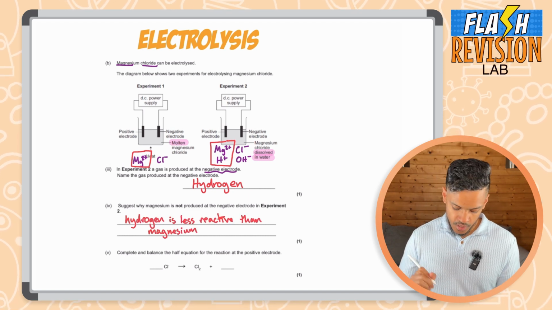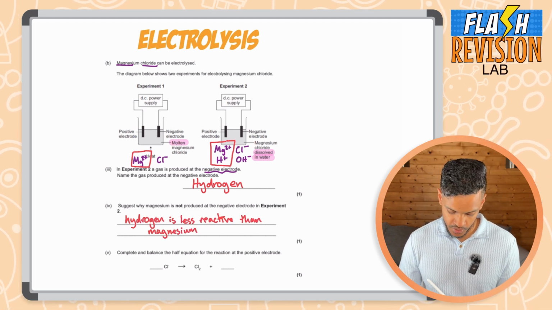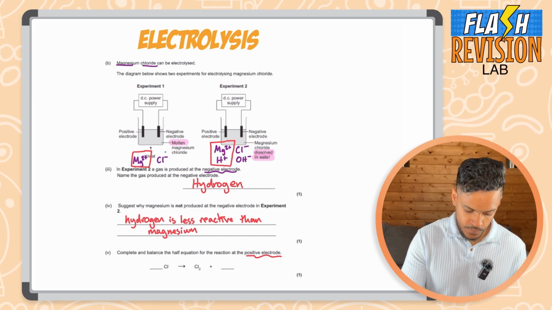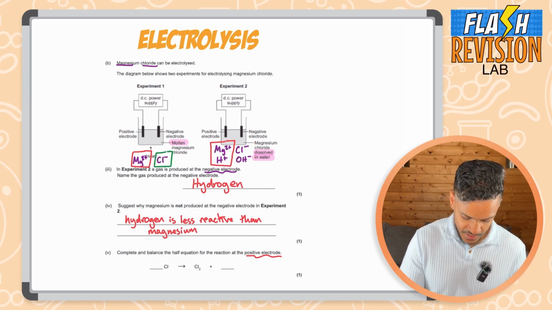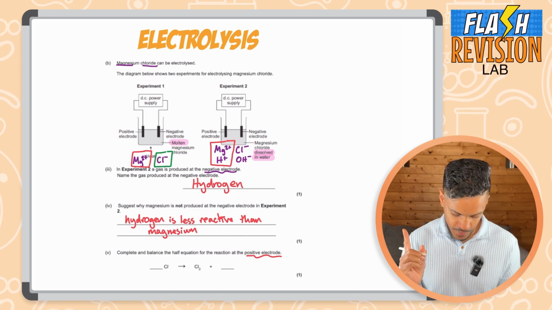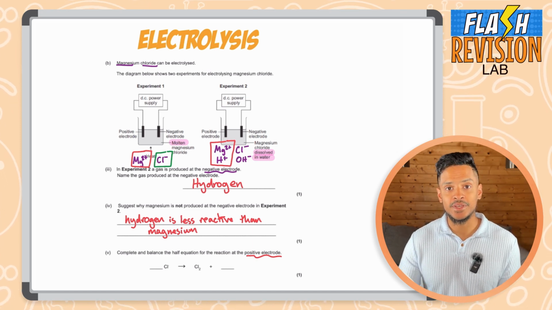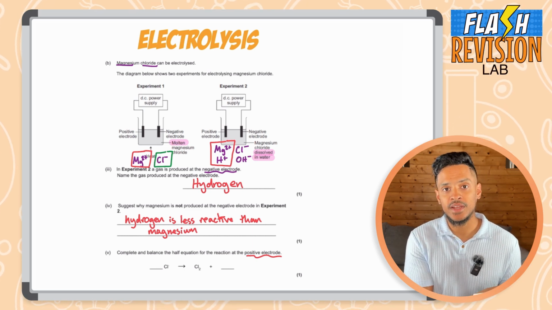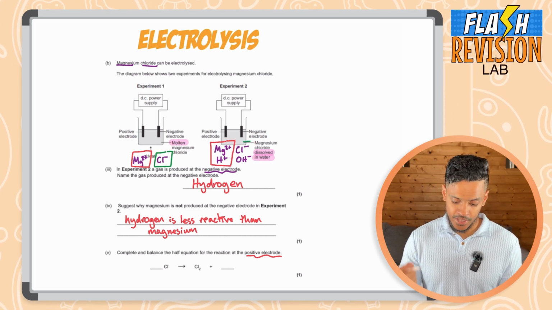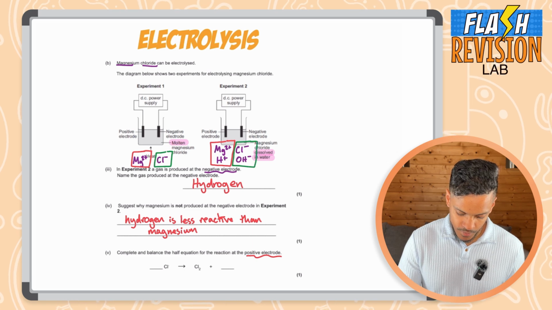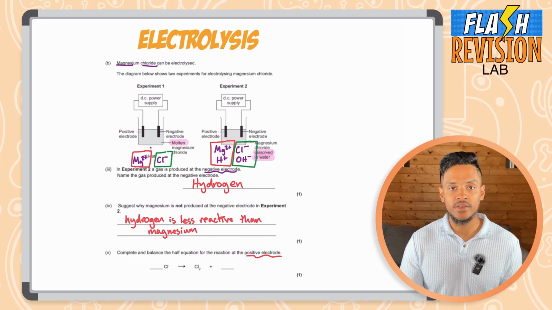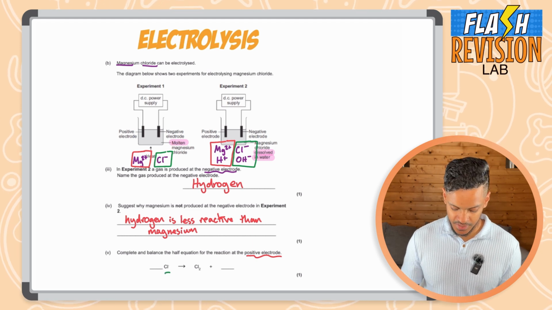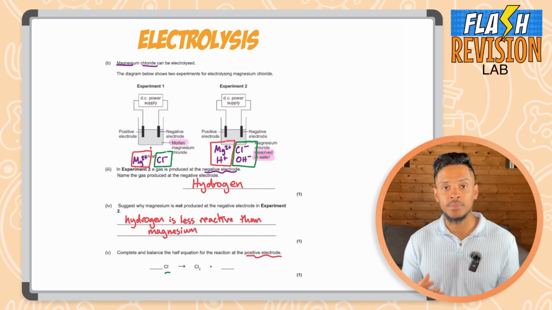Now, for the last part, we're asked to write a half equation, and this is for the positive electrode. So that's the one that's going to discharge the negative ions. So in experiment 1, the negative ion is chloride. So that's going to get attracted to the positive electrode and it's going to release chlorine gas. For experiment 2, again, is slightly more complicated because we've got two negative ions. So we need to figure out which one of the two gets released. In this question, they've basically told us it's chlorine, so we don't need to do it, but let me explain anyway.